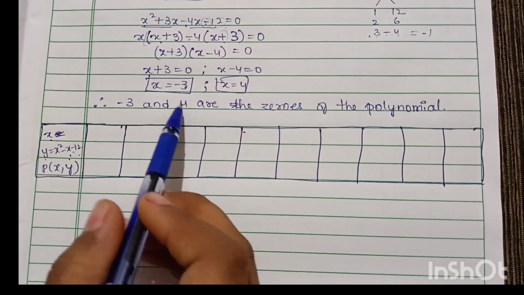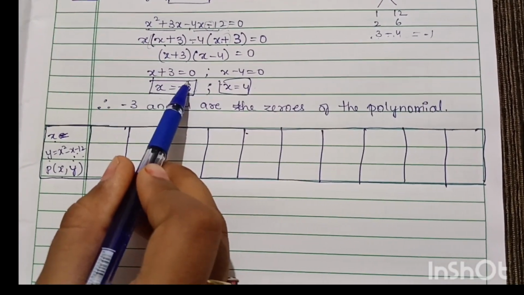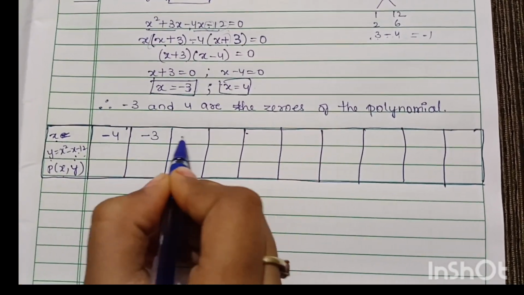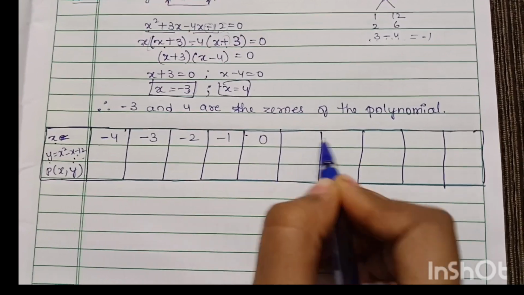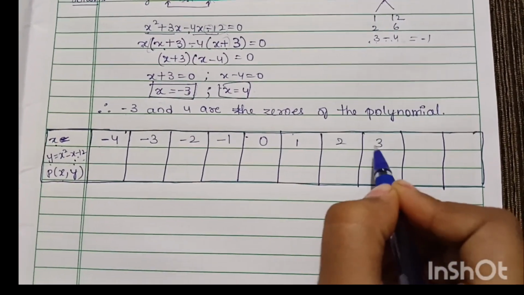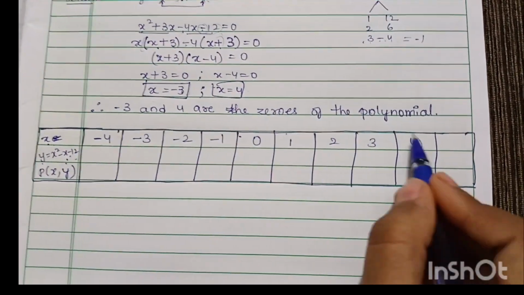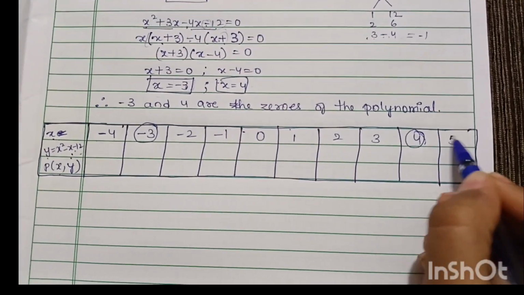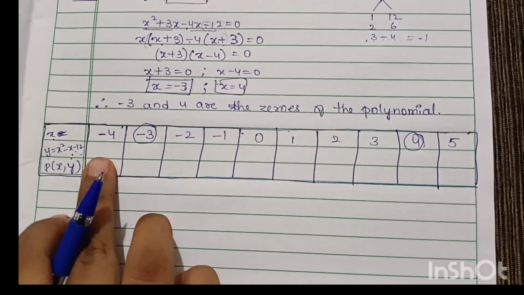So first I am taking the x values. Here is minus 3, so I'll start from minus 4: minus 4, minus 3, minus 2, minus 1, 0, 1, 2, 3, 4. Minus 3 is a zero and 4 is a zero. I'll take one more extra number, 5, and we'll prepare.